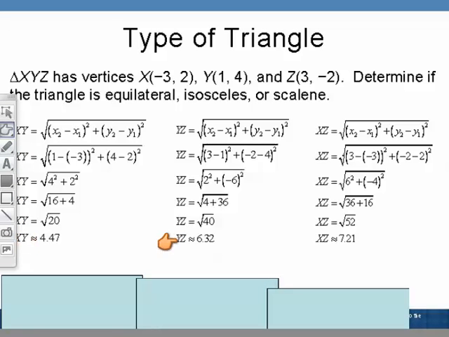Next thing I'm going to do is compare each one of these. Is that equal to that, equal to that? Nope, not an equilateral triangle. Are any 2 of these the same? Nope, it's not an isosceles triangle. It must be a scalene triangle.